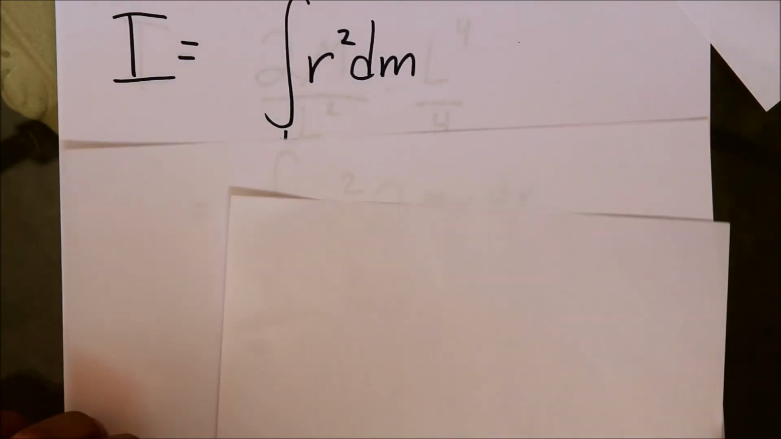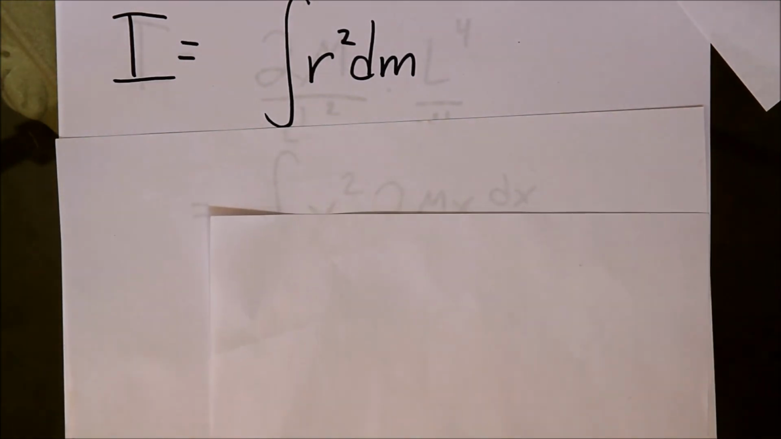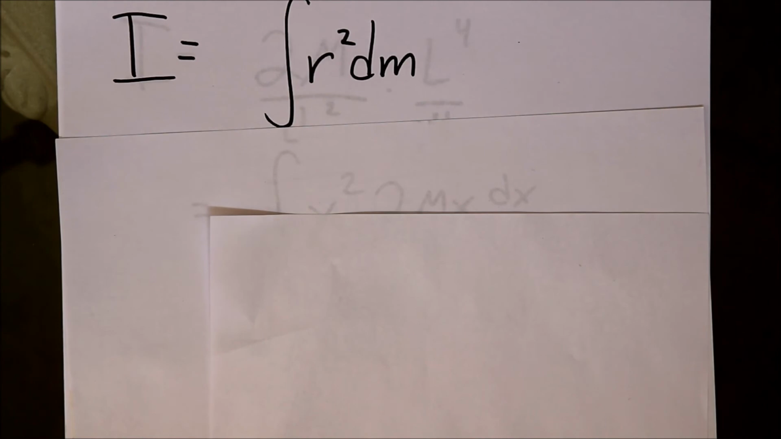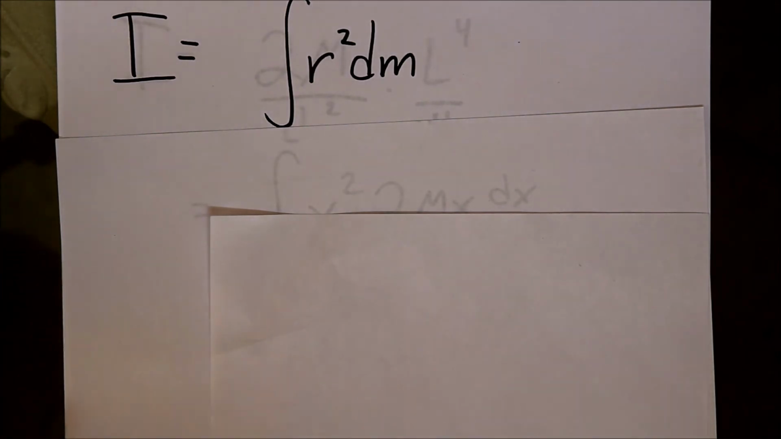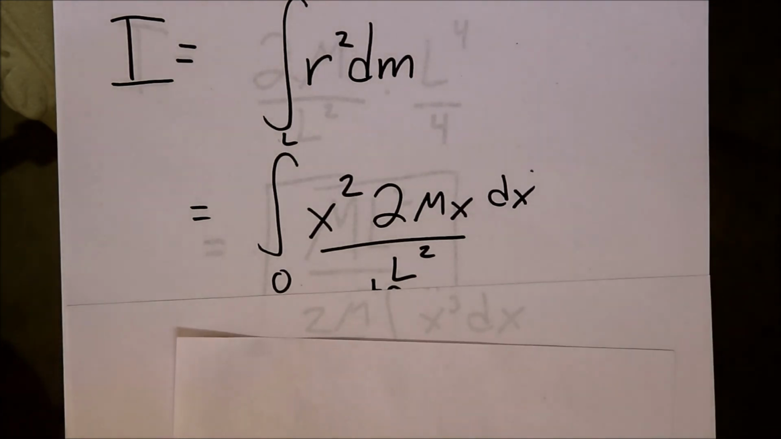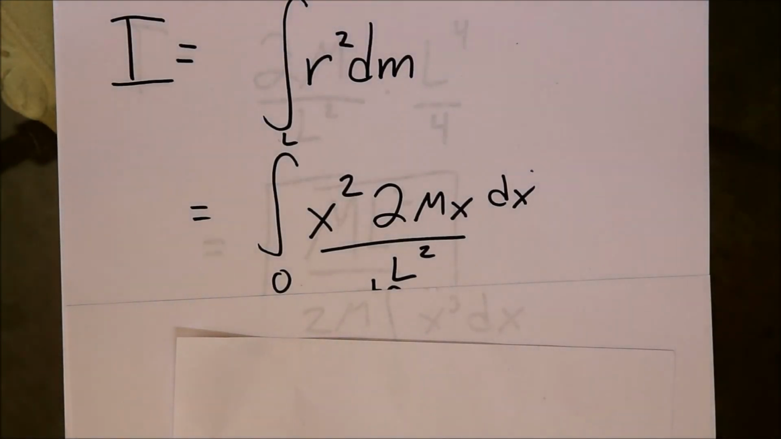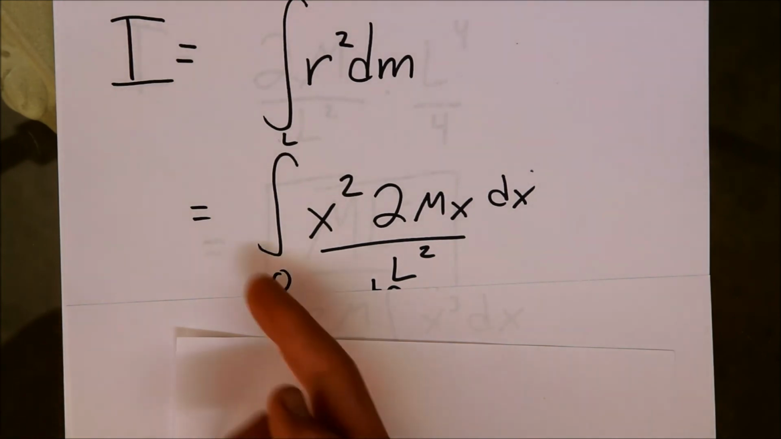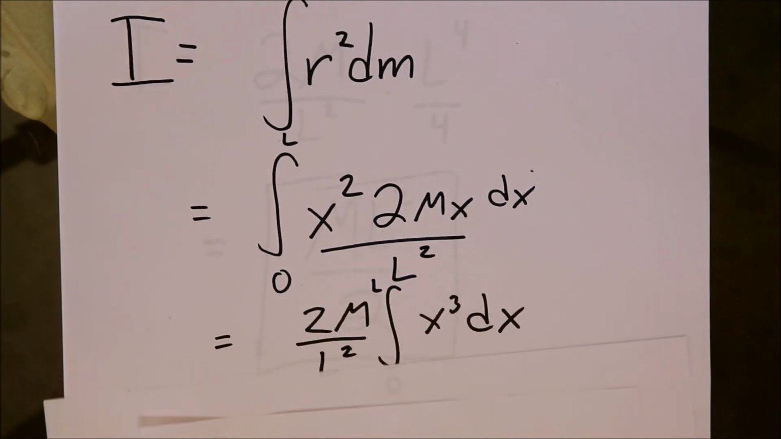Now the last bit, moment of inertia. The definition of moment of inertia is I is equal to integral r squared dm. Now, obviously, we're going to be integrating from 0 to L, since that's the length of our triangle. R is x, since that's the radius from our axis of rotation. And we solved for dm as being 2mx dx over L squared, which leaves us with this as our expression for moment of inertia. If we pull out the constants and combine like terms, we're left with 2m over L squared times the integral from 0 to L of x cubed dx.